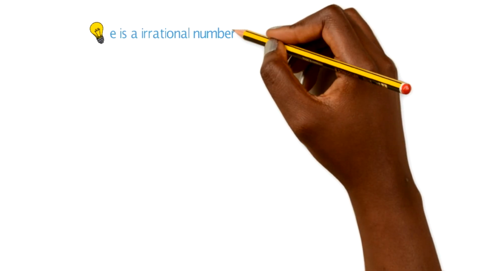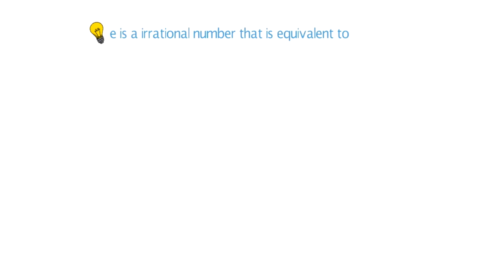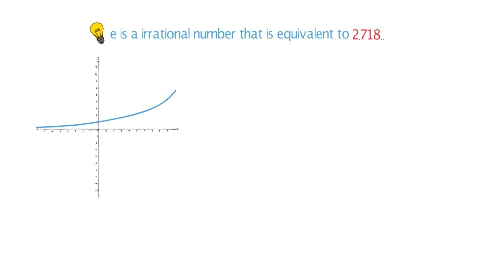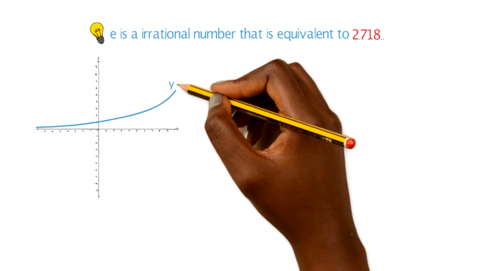So what is e? We see e a lot, and I want to explain what it actually is. e is basically an irrational number that is equivalent to 2.718. It's kind of like pi in a sense. e is like its own number.